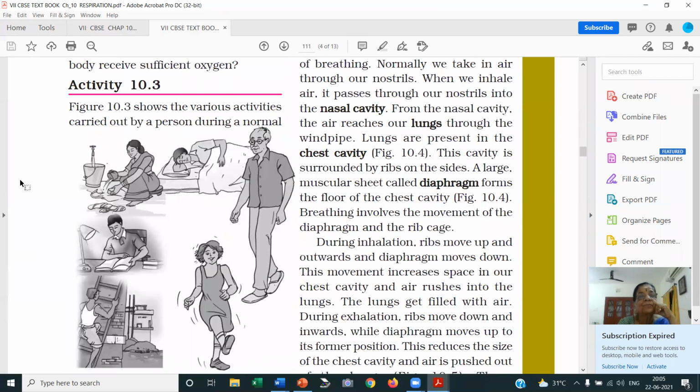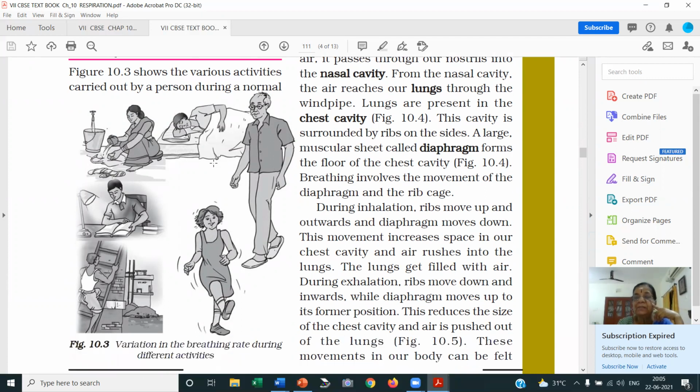The figure shows the different activities and our breathing rate. She is washing her clothes, sleeping, walking, studying. Not much energy is required for these. More energy is required for the others.